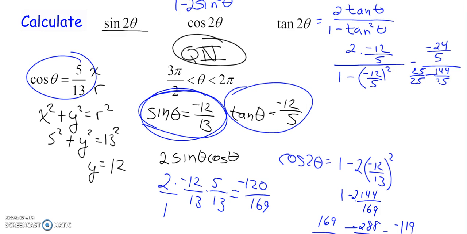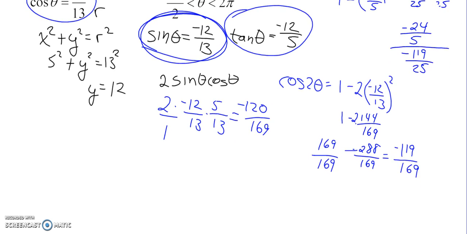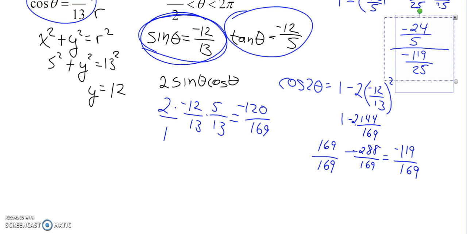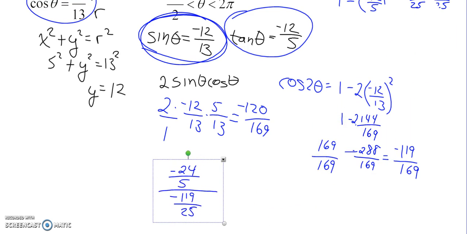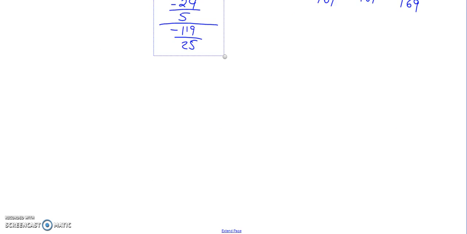That's going to be negative 119. So I have this fraction, negative 24 over 5, all divided by negative 119 over 25. And you cannot leave this answer as a complex fraction. I'm running out of room here a little bit, so let me pick this up and slide it to a new area, so a little more room to work.